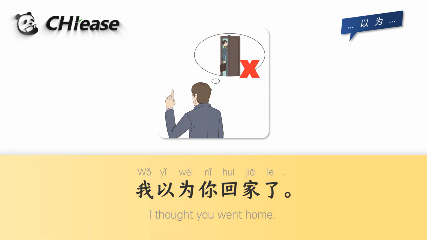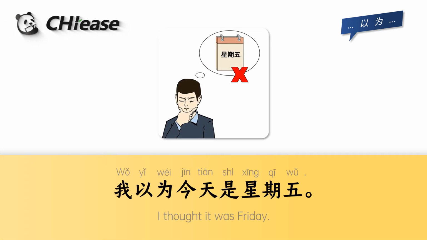Let's see one more example. 我以为今天是星期五. I thought today was Friday. That means I thought today was Friday, but actually it's not.